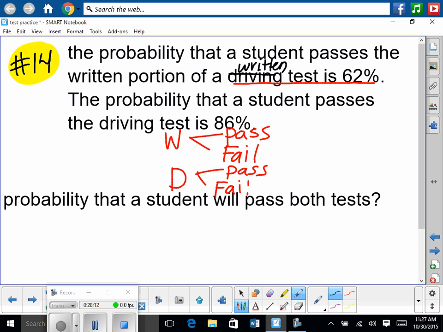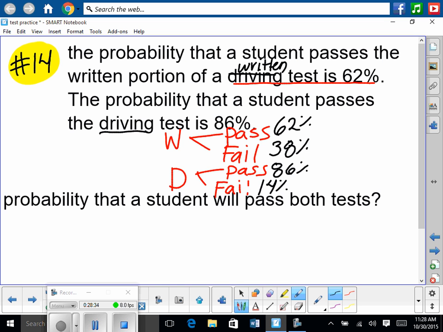So the probability of passing the written test is 62%. So the fail rate of the written is 38%. Okay, there we go. And now the probability of a student passing the driving portion is 86%. So there's an 86% pass rate of driving, so then there must be a 14% fail rate.